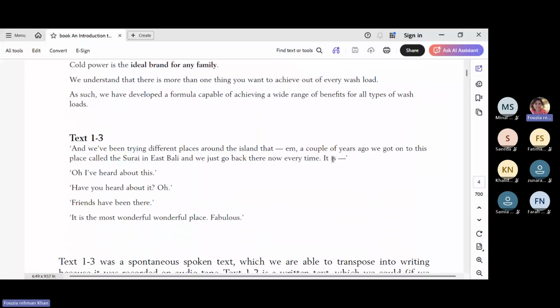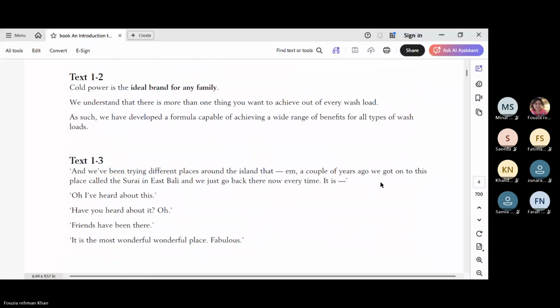Okay, let's come to the third one. Who's reading this one for us? Yes, ma'am, me. Yes, Minal.